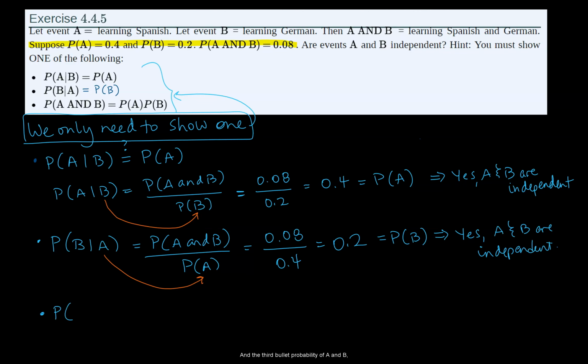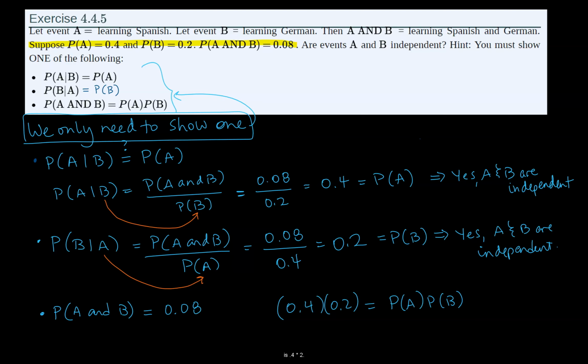And the third bullet, probability of A and B: we want to know, does that equal the probability of A times the probability of B? So we know probability of A and B is 0.08. Probability of A times the probability of B is 0.4 times 0.2. And sure enough, multiplying them in our calculators, 0.4 times 0.2 is 0.08. And again, showing independence.